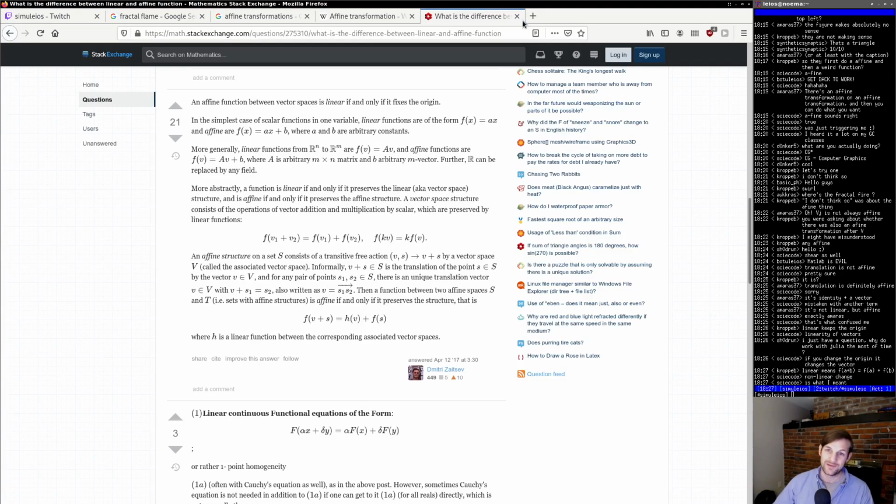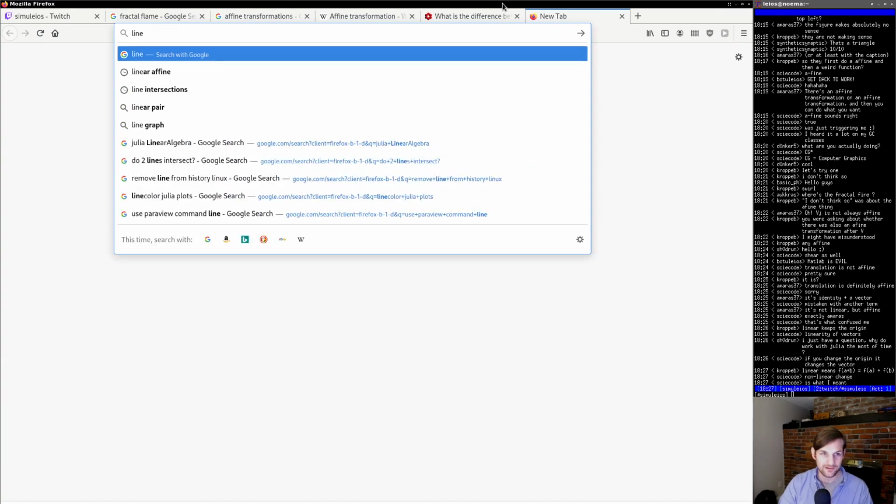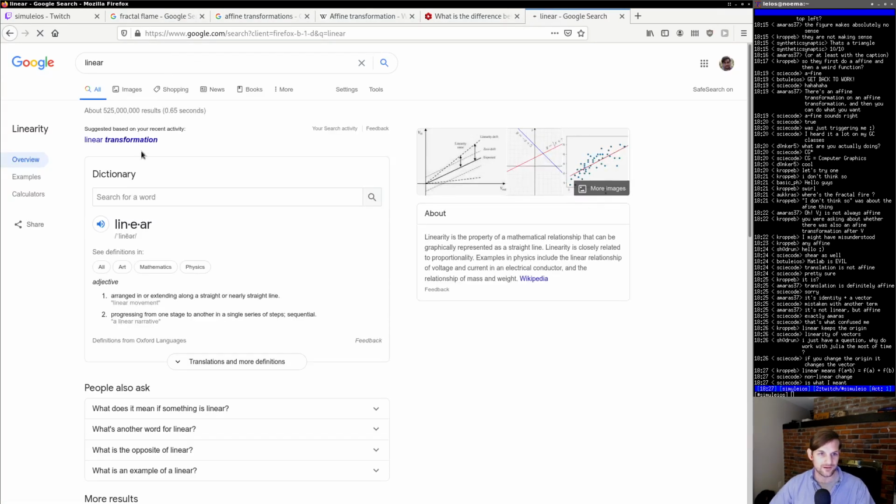Maybe linear, what is the definition of linear? Am I just not understanding the definition of linear? Arranged or extended along straight lines. No, yeah, everything's still linear. And progressing from one stage to another in a single series of steps, sequential. So the lines are still linear. If you move them around, they're still linear, right?